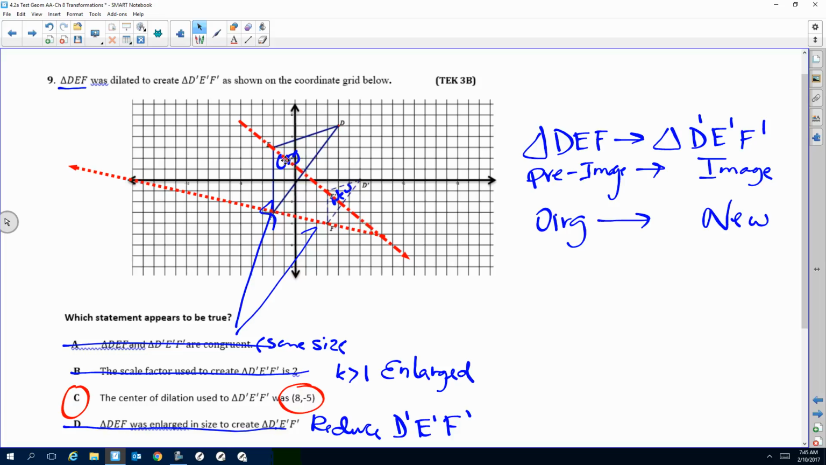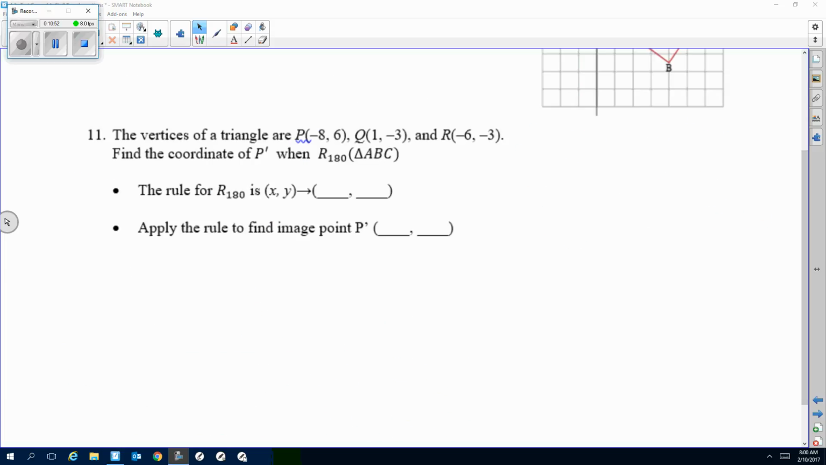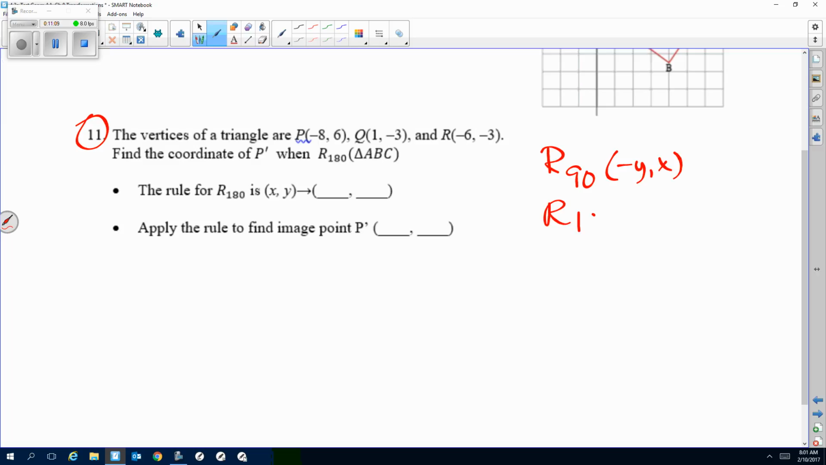Now, the rest of our reassessment questions are going to be the open-ended, the back page. Okay, guys, the next one that you'll see on a reassessment, on the retest for this test, is number 11, okay? You will have a rotation. Again, make sure you remember your rules for 90, which is negative y comma x, because we could just change the rule. 180, negative x comma negative y. So you're going to have to memorize it. Make some flashcards. 270 is y comma negative x.